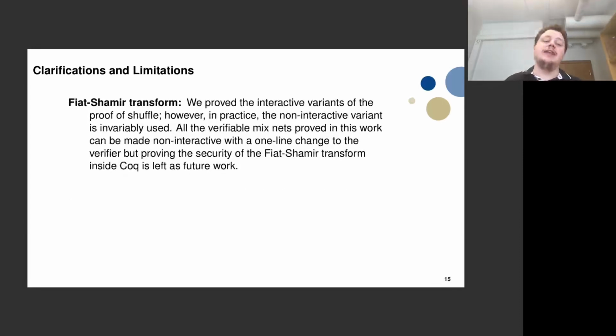The next big caveat here is the Fiat-Shamir transform. We proved the interactive variant of the proof of shuffle. However, in practice, the non-interactive variant is invariably used. All of the verifiable mixnets that come out of our functor can be made non-interactive with a 1 or 2 line change to the algorithm, but actually proving that that change is secure is left as future work.